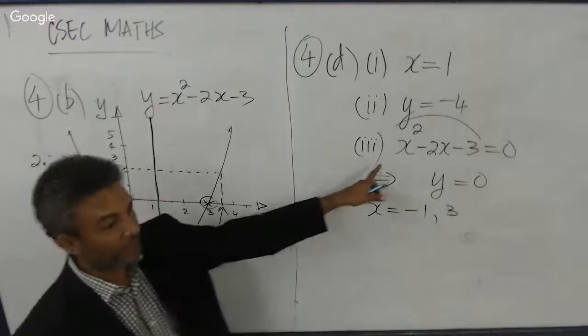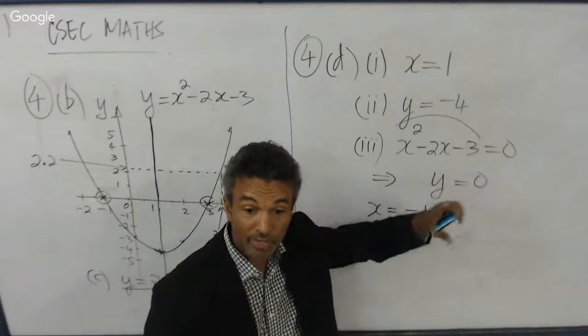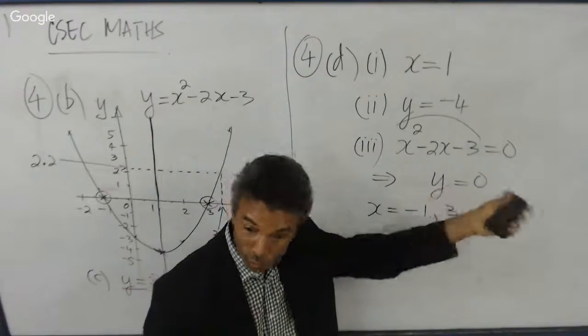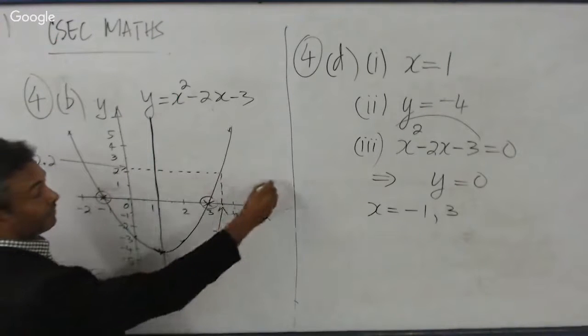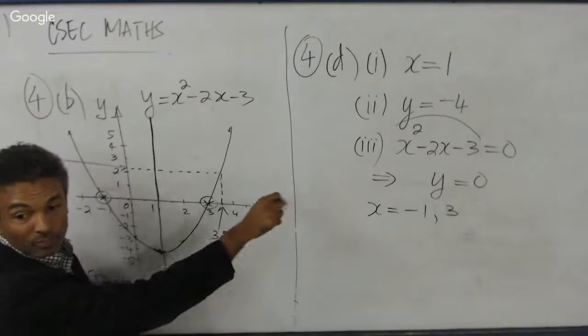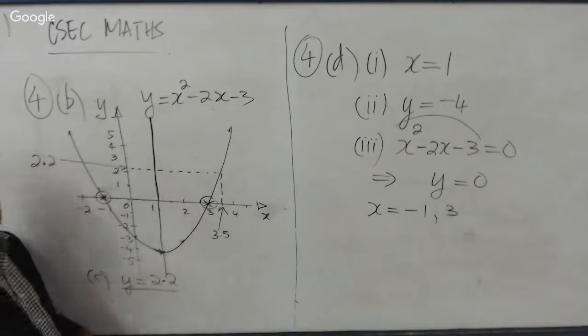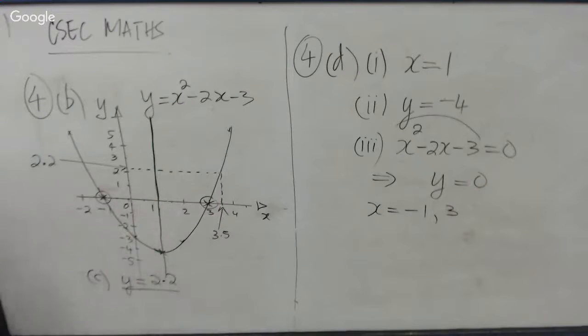Just by the way, if they said solve the equation x squared minus 2x minus 3 equals 2, for example, what you do is look for where on the graph the y value is 2. So you draw y equals 2 and find where the line meets. Okay, we're just working out straight and giving you the answers. So that's question 4.